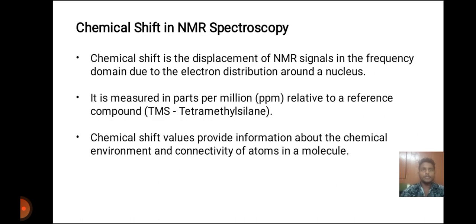Chemical shift in NMR spectroscopy. Chemical shift is the displacement of the NMR signal in the frequency domain due to the electron distribution around a nucleus. It is measured in parts per million, ppm, relative to a reference compound, TMS, tetramethylsilane. Chemical shift values provide information about the chemical environment and connectivity of atoms in a molecule.